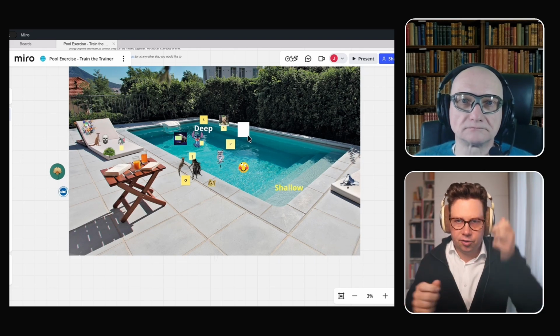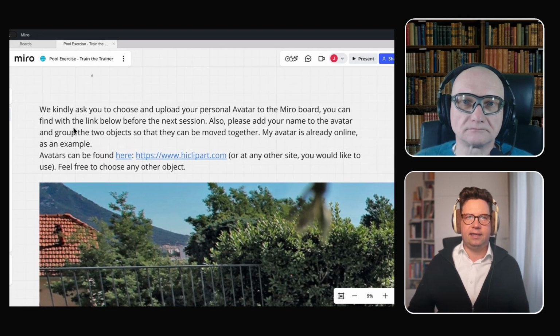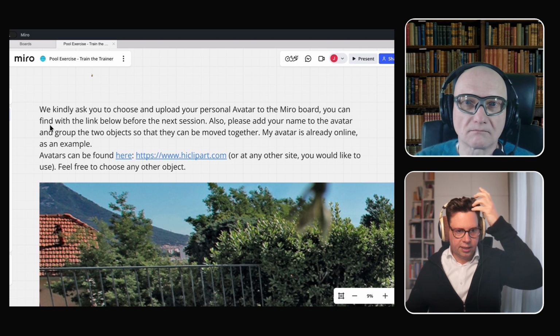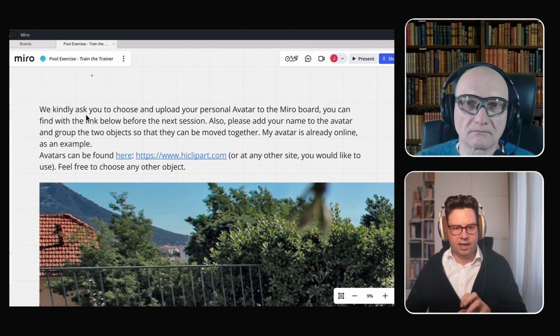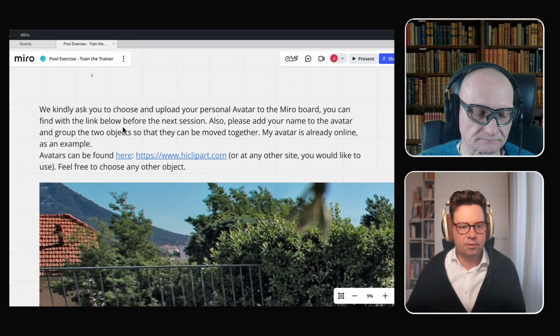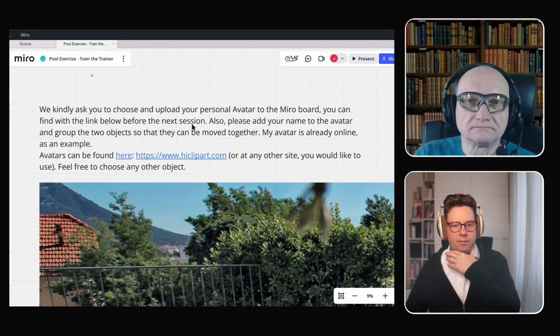Here is a link to a page with clips. And that's basically the instruction here. I'm going to read it just in case you can read it on your screen where you're watching it. So the instruction is, we kindly ask you to choose and upload your personal avatar to the Miro board. You can find it with the link below before the next session. So we're posting the Miro link.